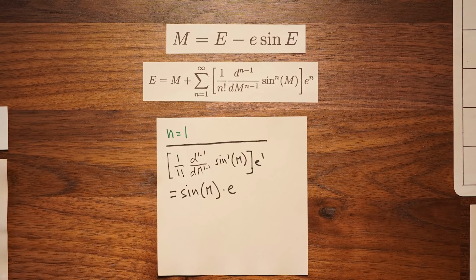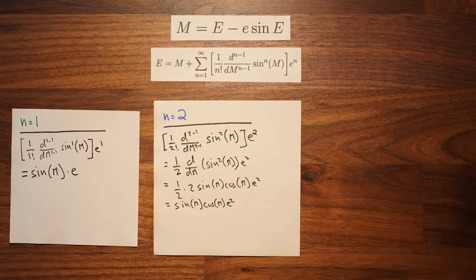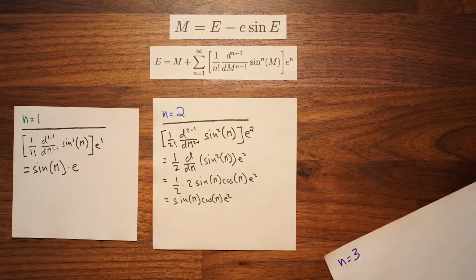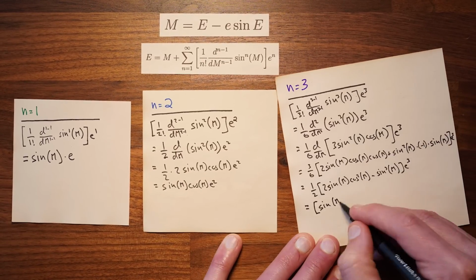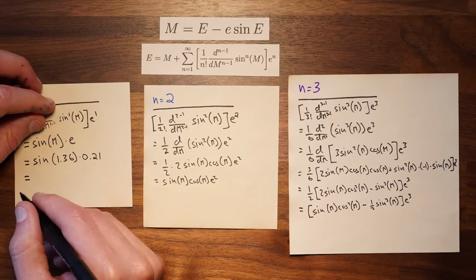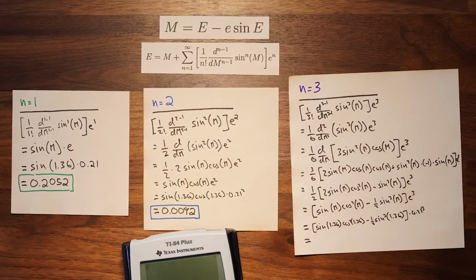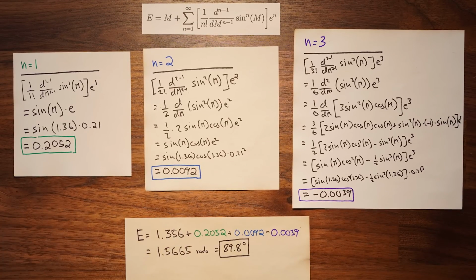The first term evaluates to the sine of M times e. Computing our second term requires us to take the derivative of sine squared, resulting in the sine of M times the cosine of M times e squared. The calculus really starts to pile up on the third term, requiring us to compute the second derivative of sine cubed of M. Stopping at 3 terms for now, we can plug in our M and e values for Mercury and directly compute E equals 89.8 degrees.